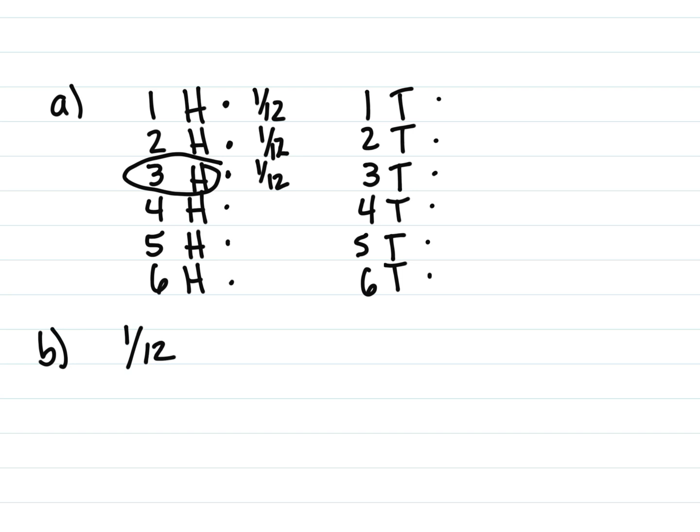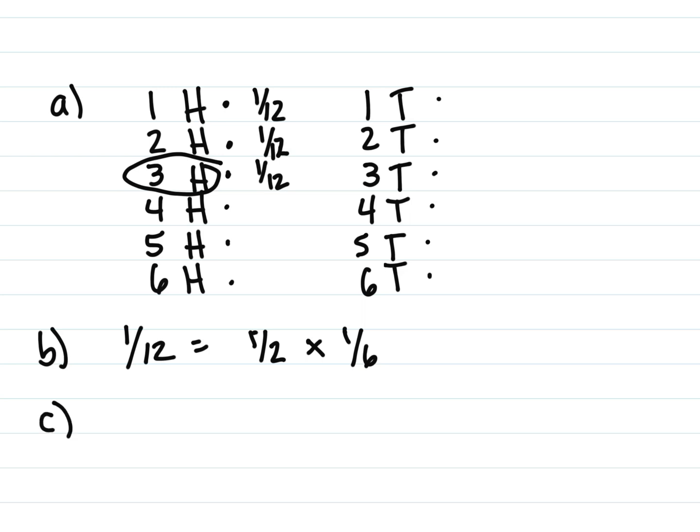One way that you could solve that is you could go, well, the odds of getting a heads on the coin are 1/2, and the odds of getting a 3 on the number cube are 1 out of 6. And multiplying those together, 1 times 1 is 1, and 2 times 6 is 12.